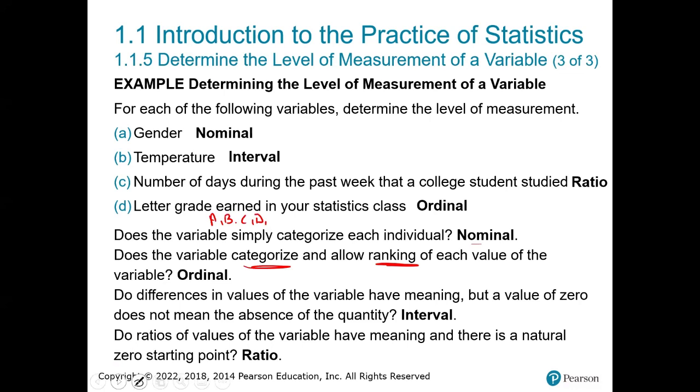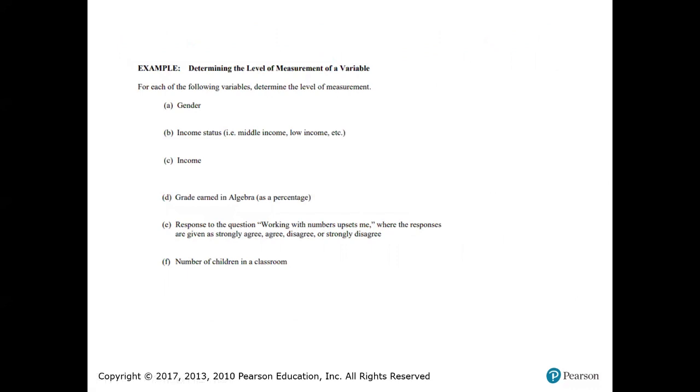On the next slide, I've got a few more. If you want to pause here and try them yourself, and then play it when you're done to check your answers, because I'm going to go right into the answers here. Gender again, we already did gender, so we know that is nominal. Okay, so income status, and again, these are all the ones we did previously a few slides ago with qualitative and quantitative.